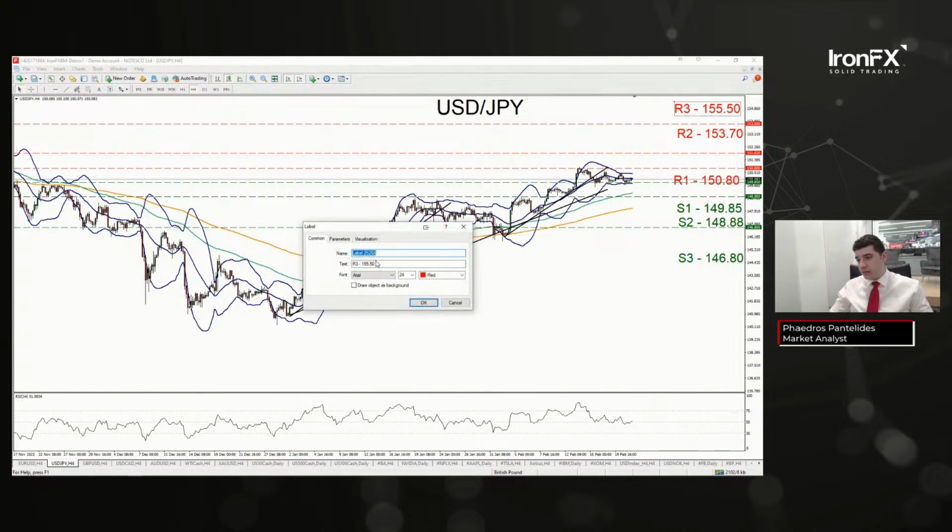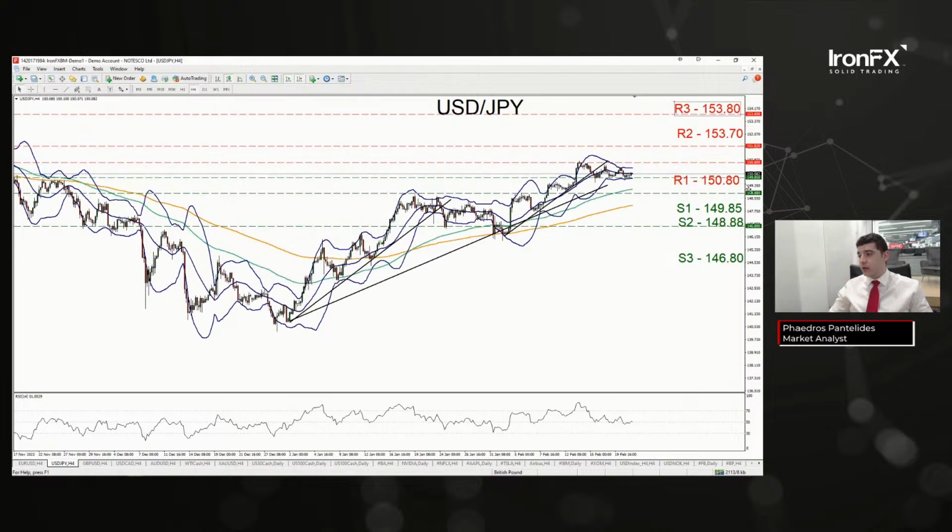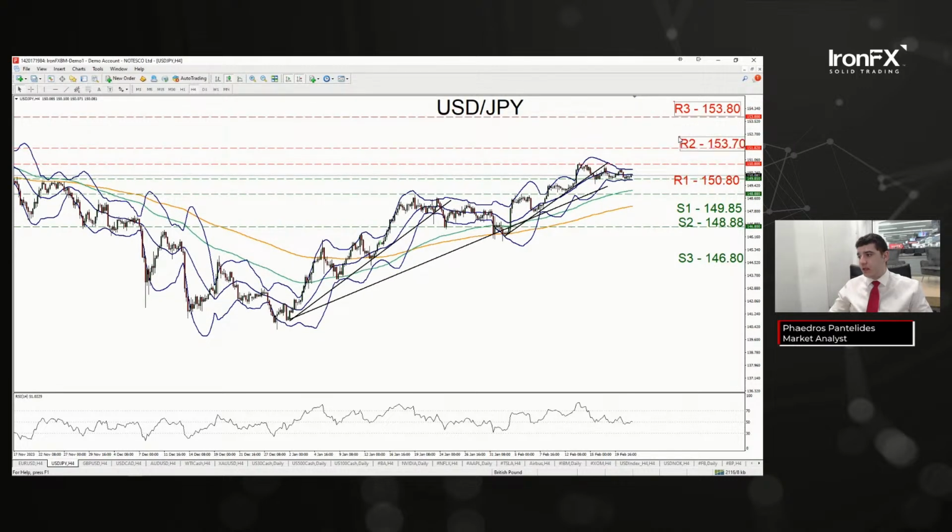And there you have it, resistance and support. R1, R2, R3, and then you have S1, S2, and S3. So the distance between R2 and R3 is relatively equal to that between S2 and S3, so we're maintaining that. For a bullish outlook, it would have to break above R1, if not R2 as well. Same scenario for a bearish outlook, breaking below S1, if not S2 as well, and then taking aim for S3. Same scenario for a bullish outlook, taking aim for 153.80.